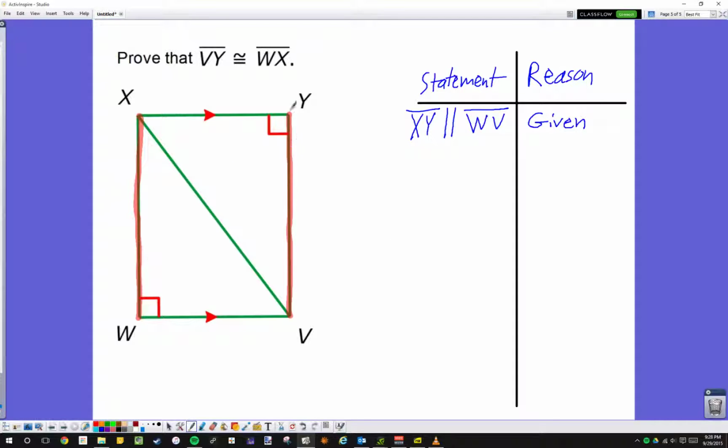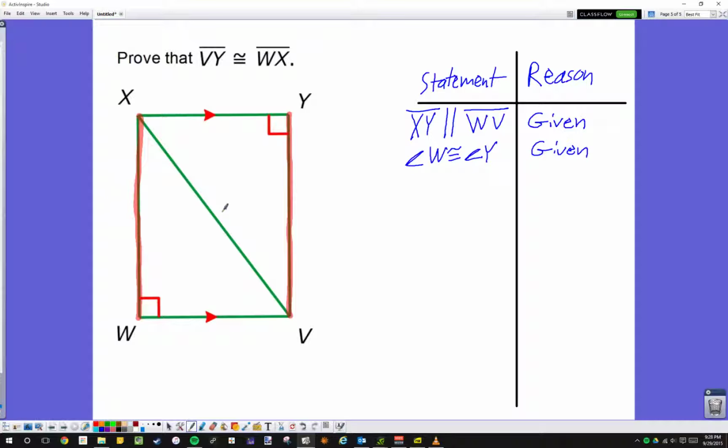We also know here that angle Y and angle W are both right angles, and we know that right angles are all 90, so these will actually be congruent to one another. We're given that by the picture as well. Alright, so that's a good start.